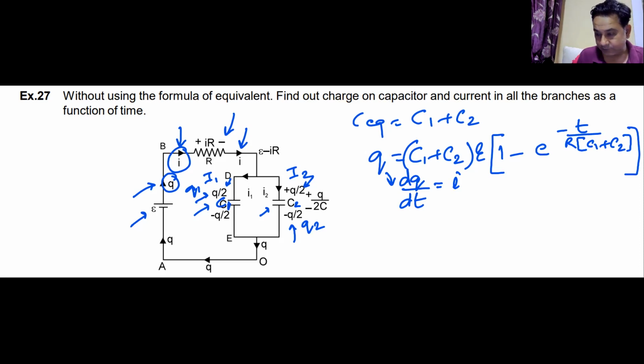Sir, I used I both was the current in the capacitance branch. I was the current in the main branch. Do we understand this? Yes, sir. Okay. Now, how do I get the value of Q1?